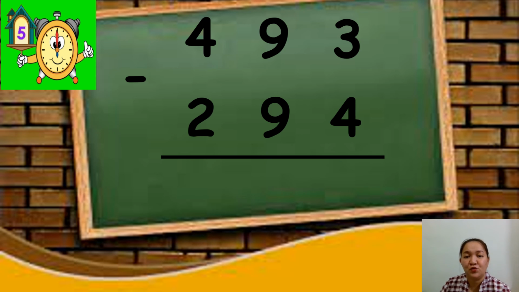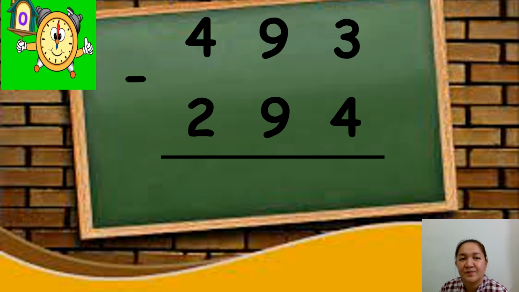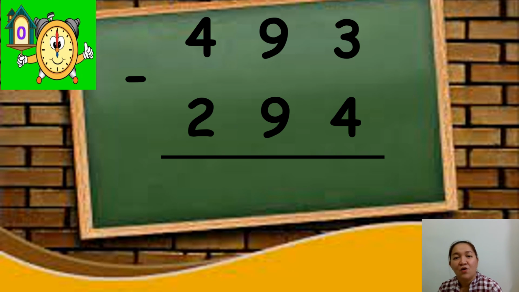Next, 493 minus 294. What's your answer? So if your answer is 199, you're correct.